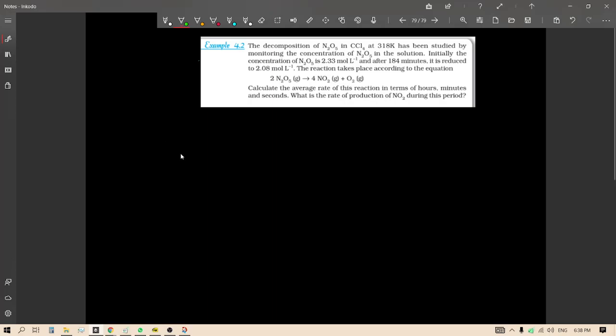So, how can I do? First of all, my first step is to write the reaction. Everyone write with me. Write the reaction. 2N2O5 gives 4NO2 plus O2.